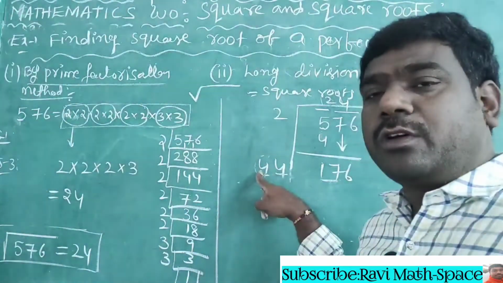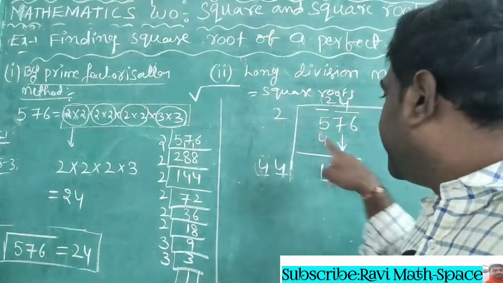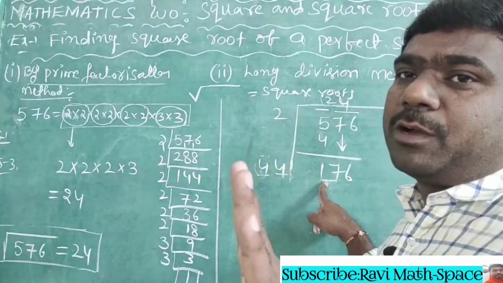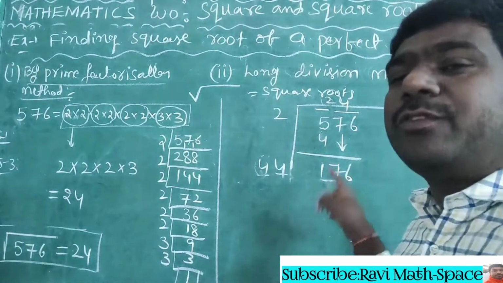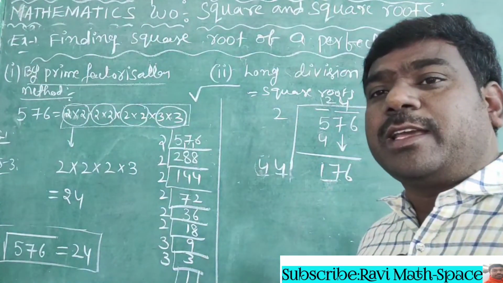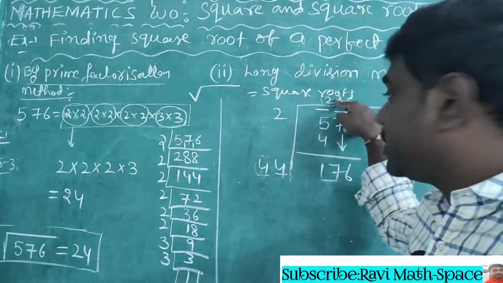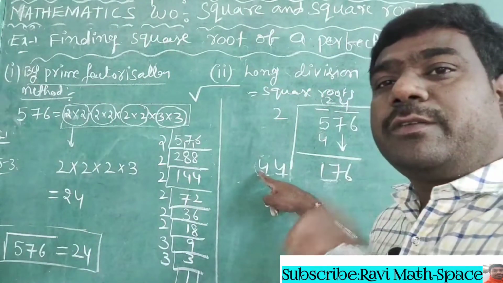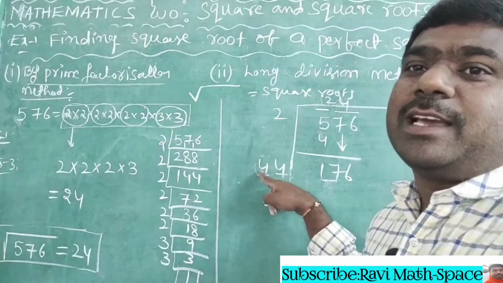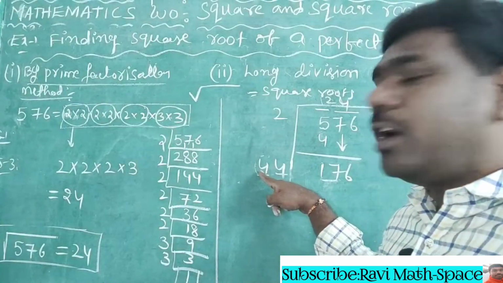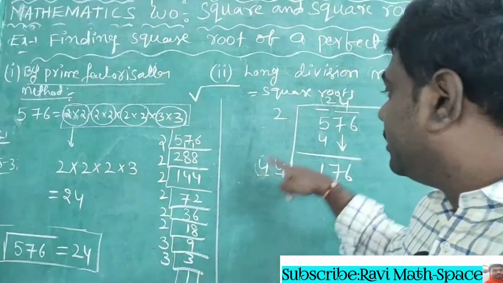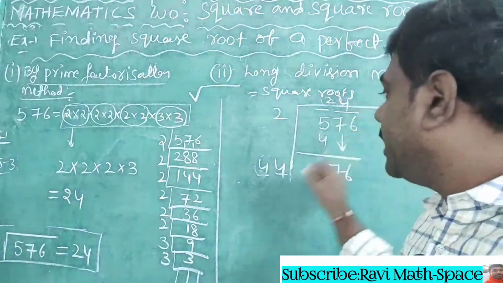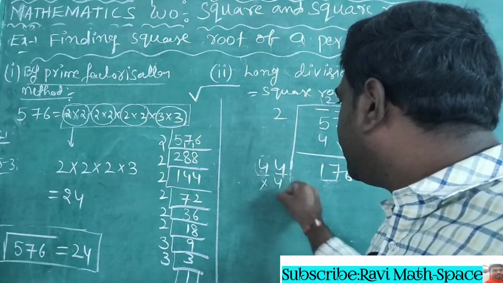From 2 digits, consider 17 here, 4. 4 goes into 17 how many times? Very simple, 4 times will go. Meaning, 4 fours are 16, so 4 times will go. That 4, how to write here? It goes in the quotient to the right of the quotient, as well as to the right of the divisor. Now again multiply this new divisor into this quotient digit. Meaning, 44 multiplied by 4.